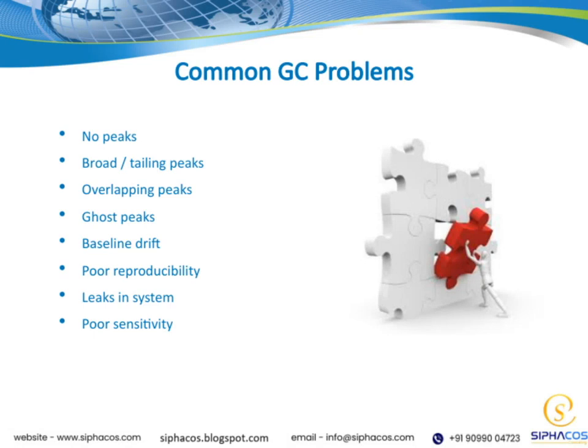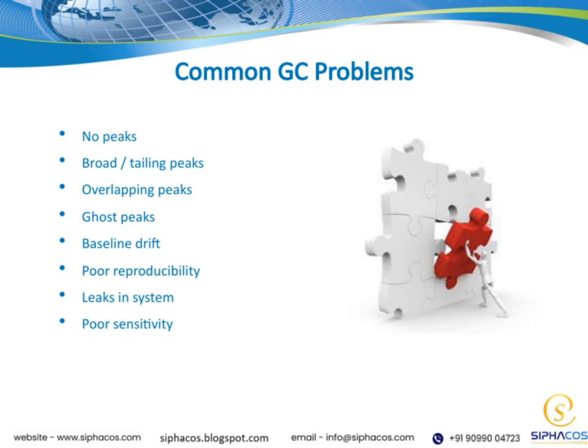First, no peaks or broad, tailing peaks can indicate issues with the injection process or column performance. Broad peaks, for example, often suggest column overload or poor efficiency. Tailing peaks can be caused by active sites on the column or sample interaction issues. Overlapping peaks are another challenge. They make it difficult to distinguish compounds, especially in complex mixtures.